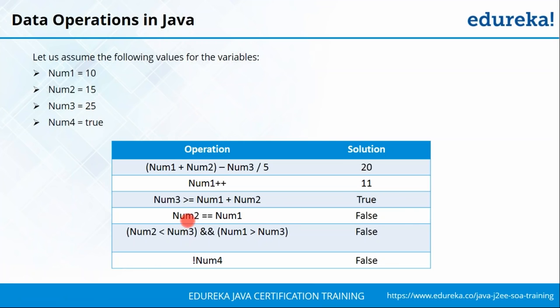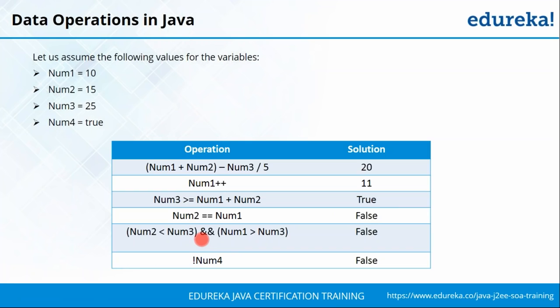Then you're checking is num2 equal to num1. This is why you're using a double equal to. If you use a single equal to, the value of num1 will be assigned to num2. So in case you want to compare two values, you're going to use a double equal to. So num2 is not equal to num1, so it's going to give you an output of false.